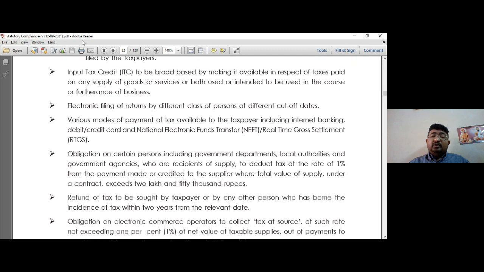Now what will Pradeep do? Pradeep in turn sells the goods at 12 lakhs. On 12 lakhs, he needs to pay tax at 18%. Which comes to how much? 18%, which comes to 2,16,000.